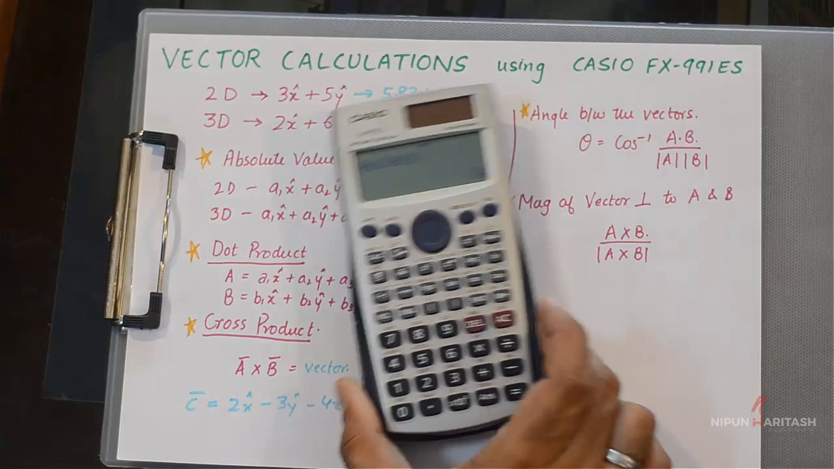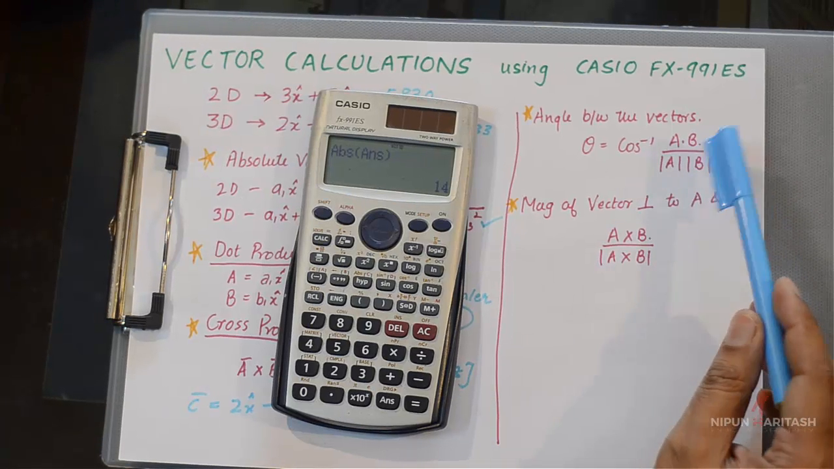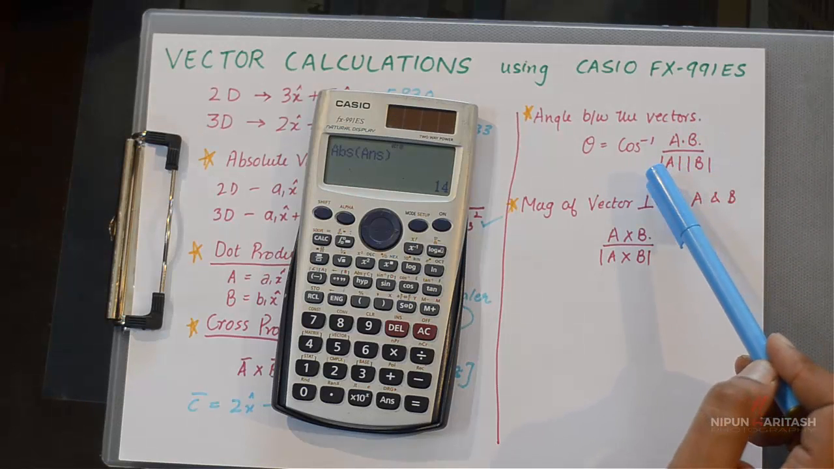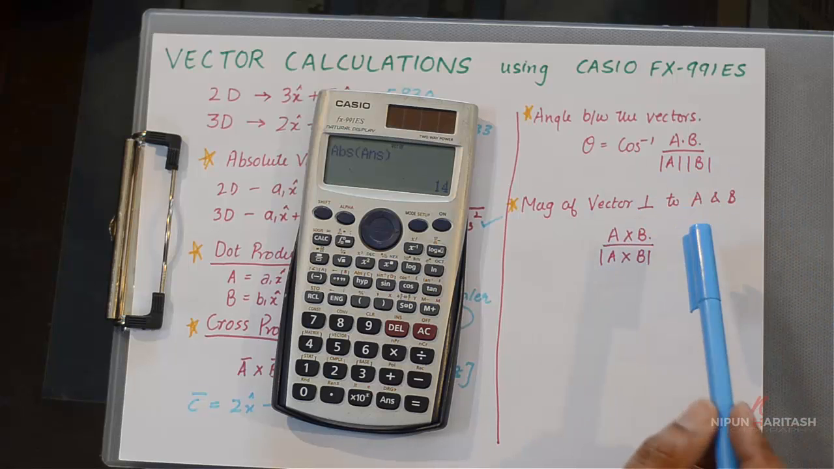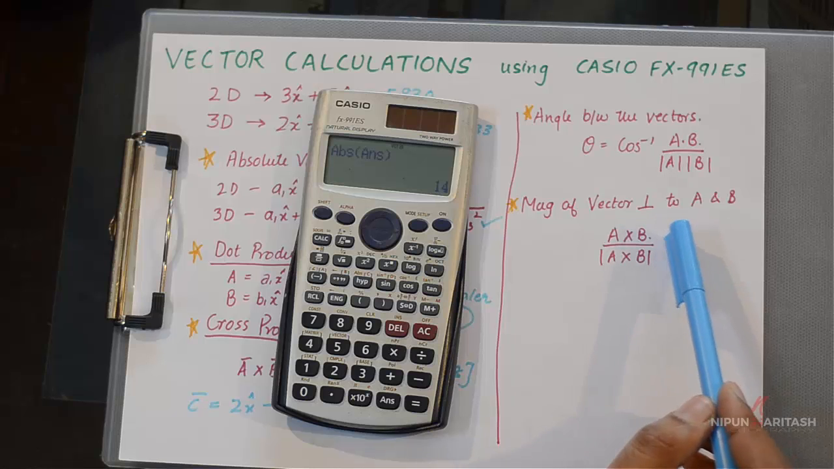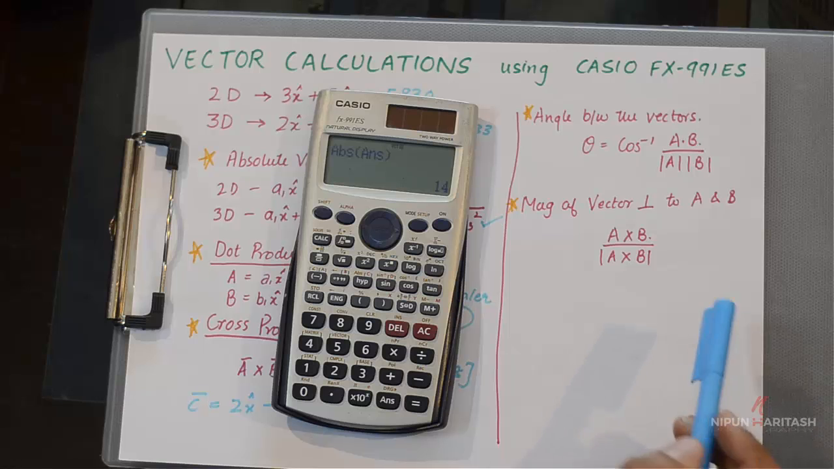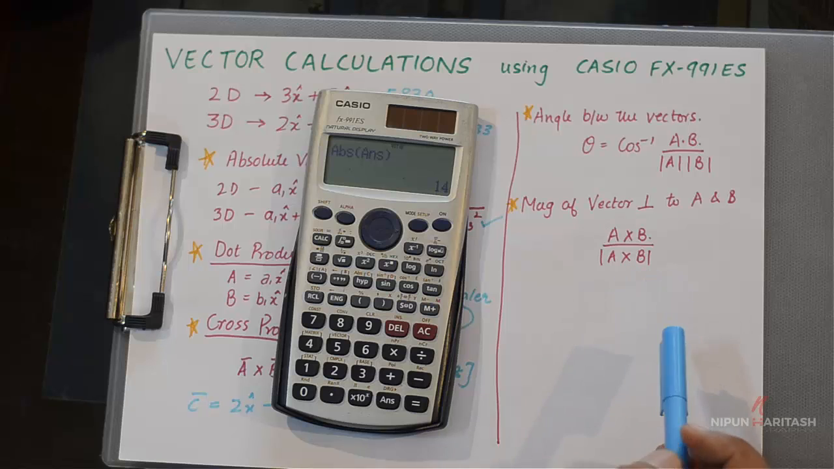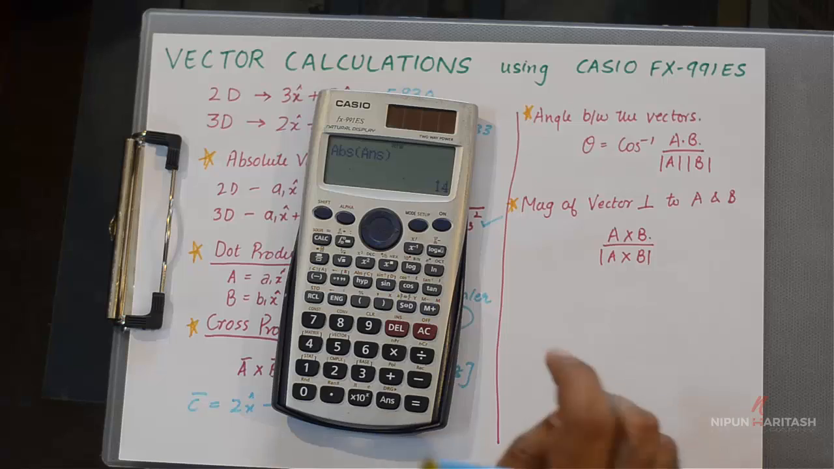So if you look at the other problem statements, if you want to find the angle between the vectors, you can easily find the dot products and then divide the dot products with the absolute value of the vectors respectively. And if you want to find the magnitude of the vector which is perpendicular to two vectors, then you can find the cross product of the two vectors and then divide it with the absolute value of the cross product, which I already have illustrated in this tutorial.